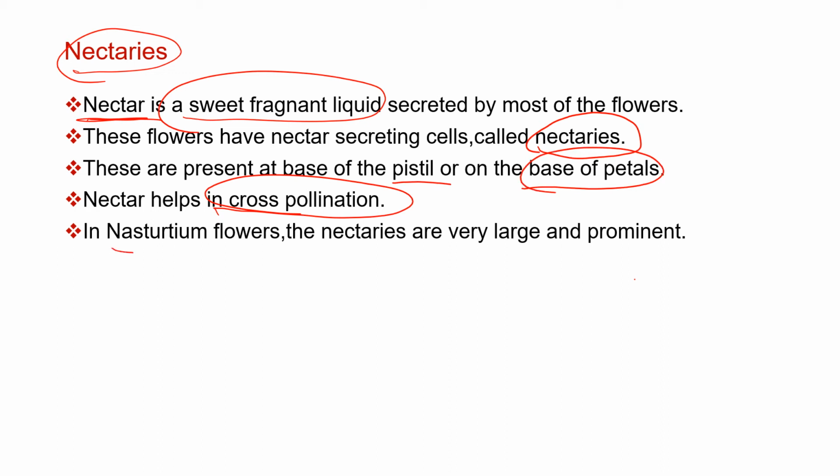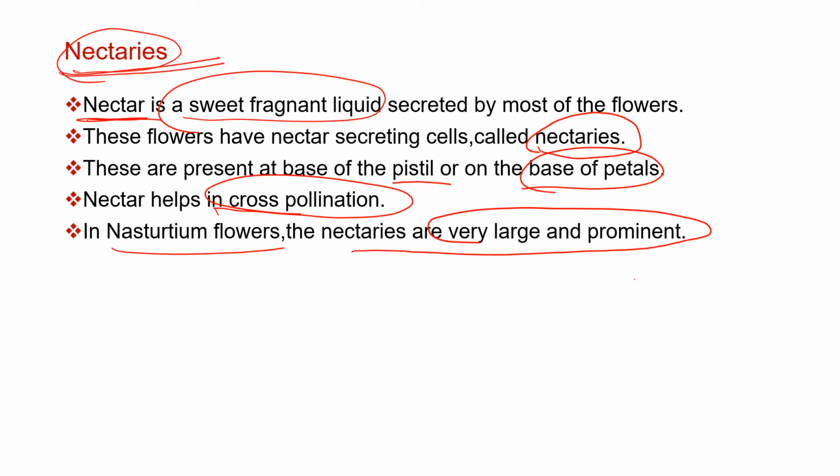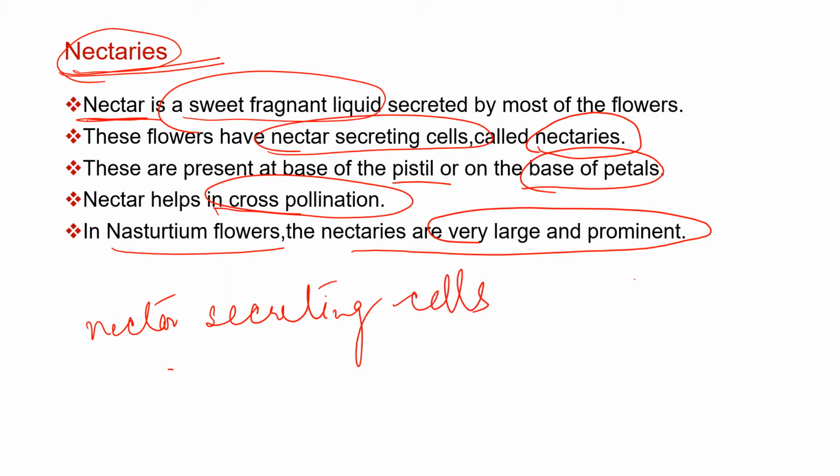Okay, in nasturtium flowers, the nectaries are very large and prominent. So there is a flower named nasturtium, and in nasturtium flowers the nectaries are very large and very prominent. So this is all about the nectaries. These nectar secreting cells are called nectaries. Is it clear to everyone? The nectar secreting cells are called nectaries, which are present mainly at the base of the pistil or the base of the petals. And nasturtium flowers have large and prominent nectaries.